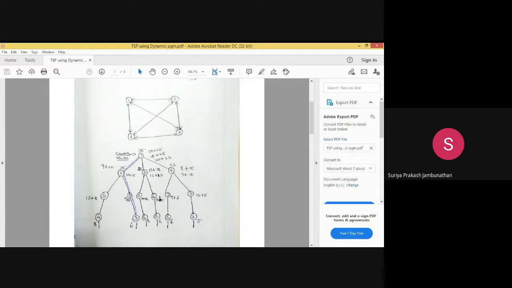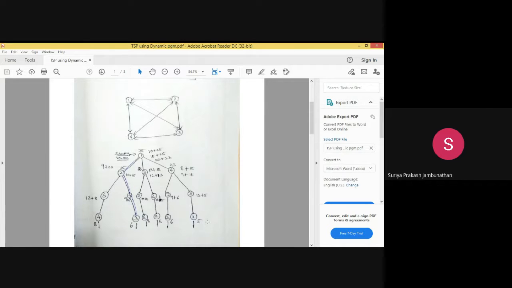After reaching 4, there is only one path, so no need to compare any value. Directly we go from 4 to 3. Then again 3 to 1. That is the last path. So 1, 2, 4, 3, and again 1. These are the paths we have. So this is the traveling salesman problem cycle. With this, we identified all the values in the tree.